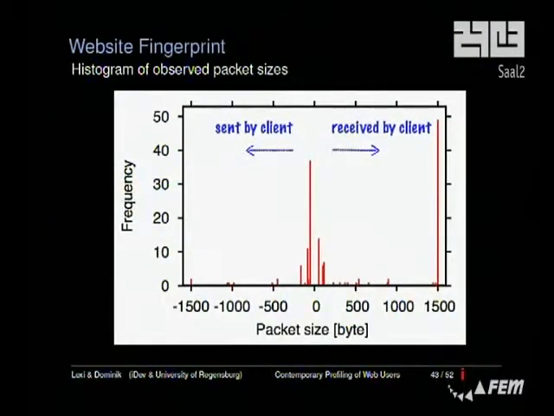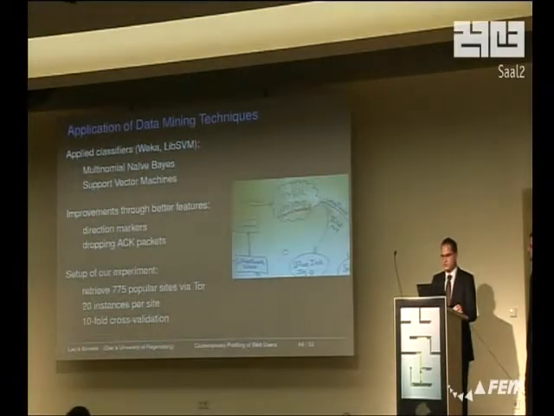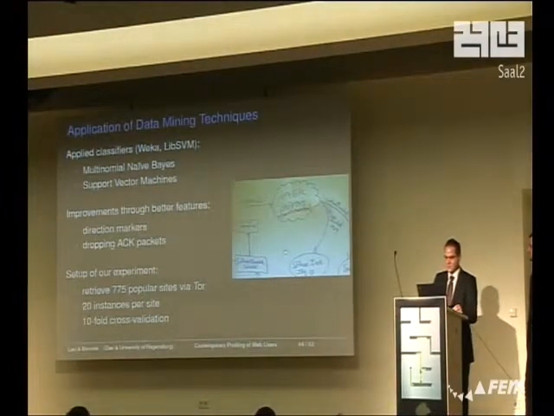In order to give you a visual impression of what those fingerprints look like, they look like this in histogram form. On the x-axis, there are the packet sizes. The left-hand side is all packets sent by the client, the right-hand side all packets received by the client. And you have the frequency on the y-axis. So obviously, this is pretty similar to the former problem with host names and such stuff. So we can use similar techniques, right?